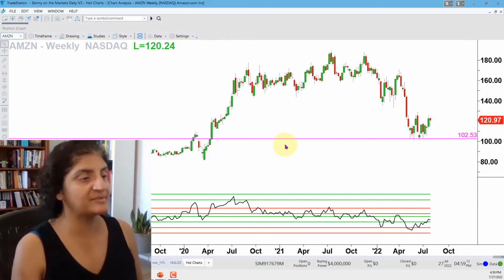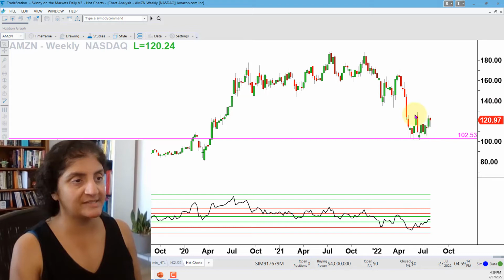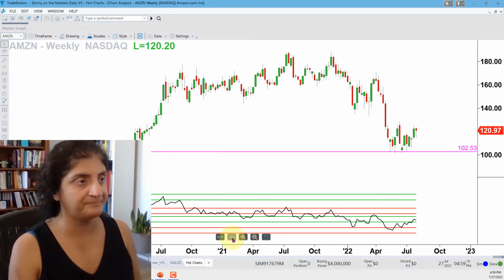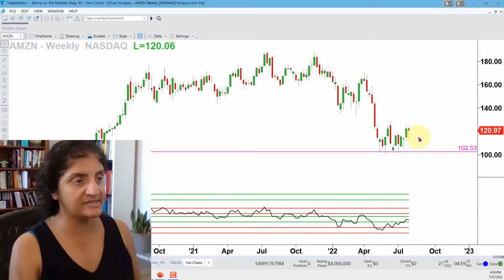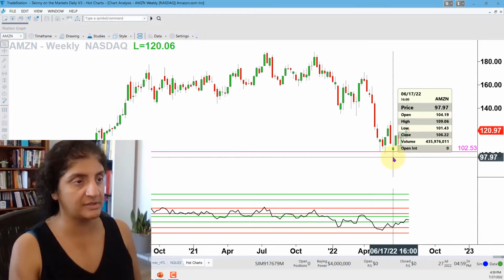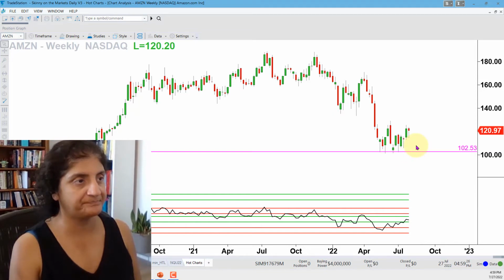All right, taking that Amazon chart down to a weekly, you can see that consolidation I was talking about in the monthly really sort of appearing here. And now we are seeing a bit of a lift up from the most recent low here on June 17th.